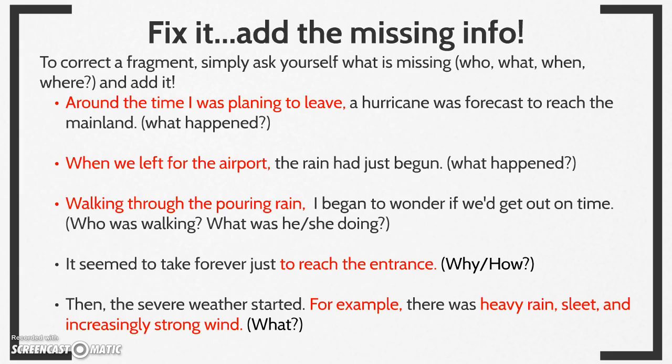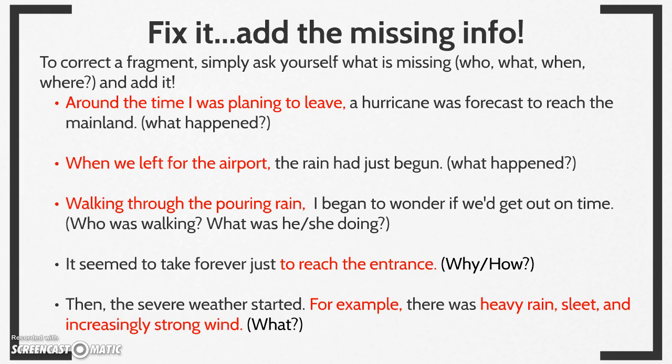So if you look at this first one, you have your prepositional phrase fragment, around the time I was planning to leave. What happened? Well, around the time I was planning to leave, a hurricane was forecast to reach the mainland. The second one, when we left for the airport, here's your subordinate dependent clause. What happened? When we left for the airport, the rain had just begun.